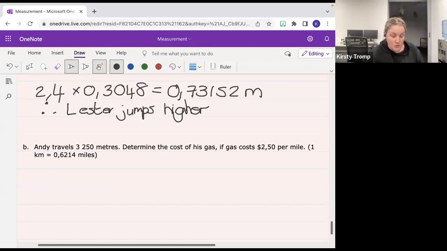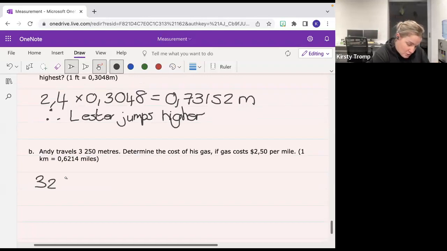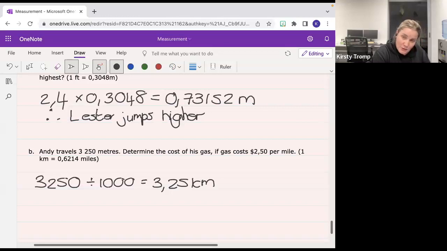Okay, last question. Andy travels 3,250 meters. Determine the cost of his gas. If gas costs 250 Rand per mile or $2.50 per mile, 1 kilometer equals 0.6214 miles. So if I'm looking at the meters, well, I need to get the meters into kilometers first. So that's the first thing I need to do. So I've got 3,250, and to get meters into kilometers, I need to divide by 1,000. So that's going to give me 3.25 kilometers.